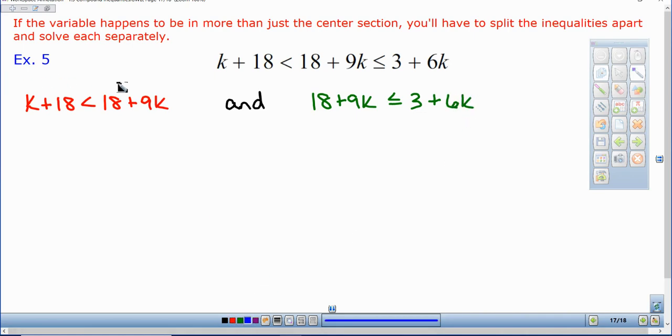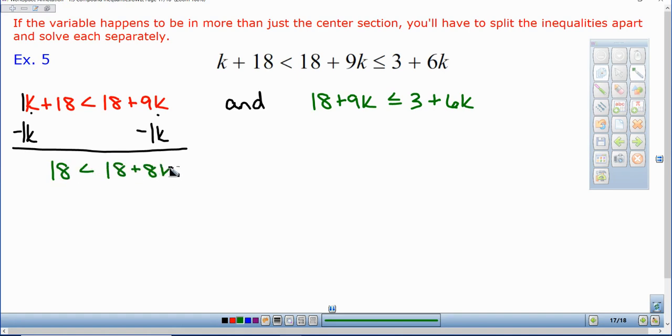So we're going to solve this one. You'll notice we have variables on both sides, and from previous equations and inequalities, we need to eliminate one of the variable terms. So I'm going to get rid of k by subtracting k. Now remember, that's a 1k minus a 1k, and I'm going to subtract 1k over here. So after doing that, my inequality will read 18 less than 18 plus 8k.